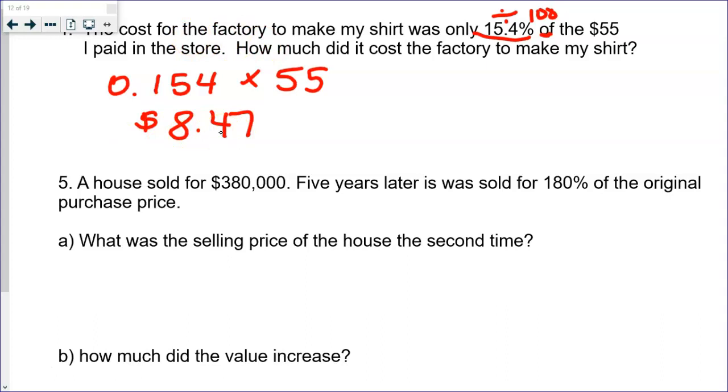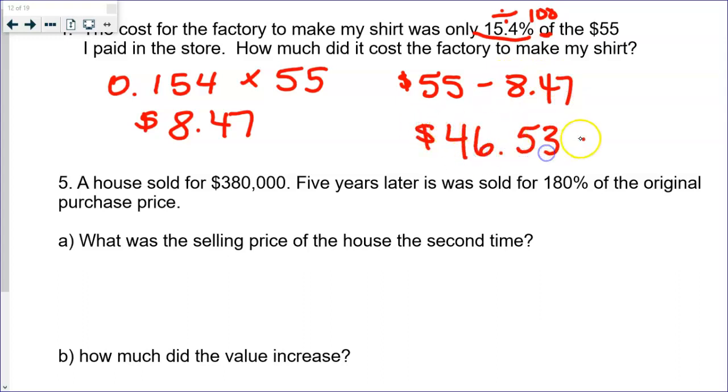So I'm going to take this further and think, man, that's not very much. So how much profit did they make? So if I took $55, which is what I paid for this shirt, and I subtracted $8.47, I would know that they made a $46.53 profit, which is pretty good, which you would be surprised how often that actually happens.